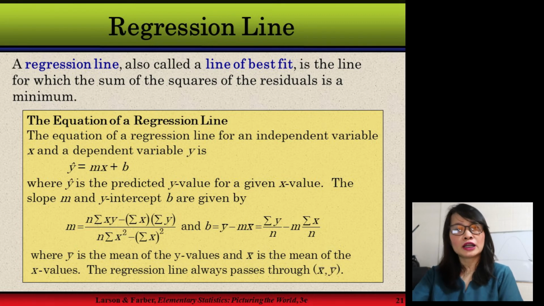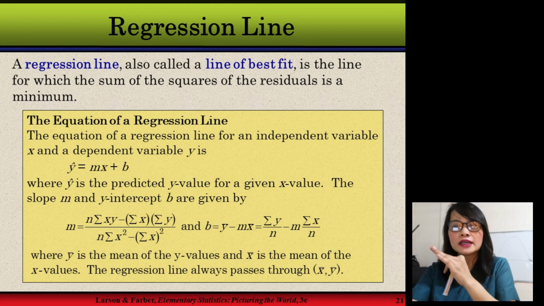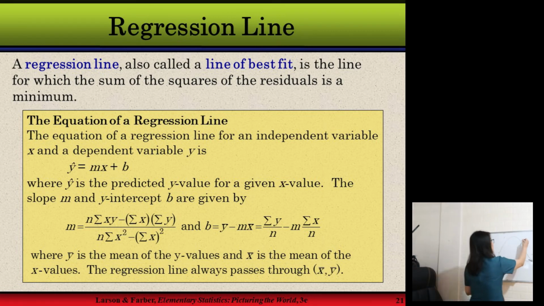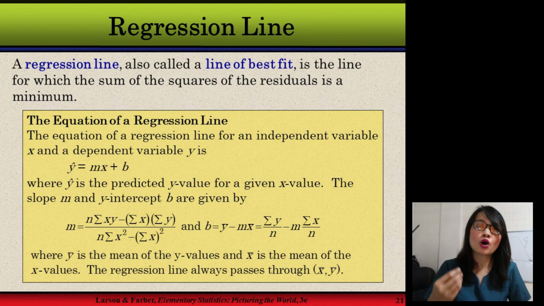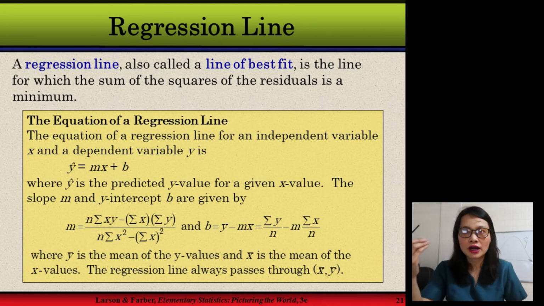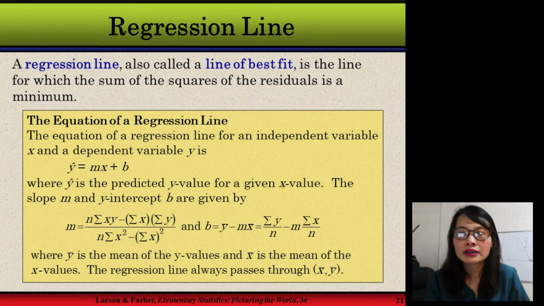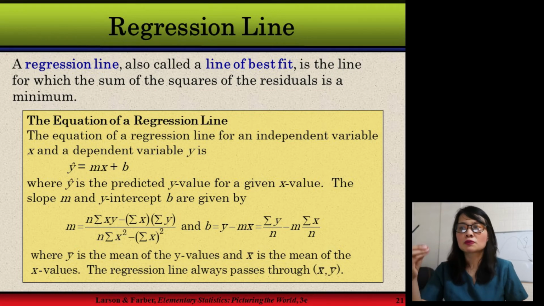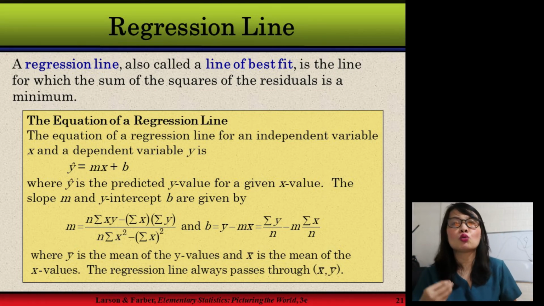The equation of a regression line for independent variable x and dependent variable y is y hat, meaning the predicted value of y. This symbol, yung y hat, we call it the predicted y value for a given x value, and it is equal to mx plus b. M pertaining to the slope, and b pertaining to the y-intercept.